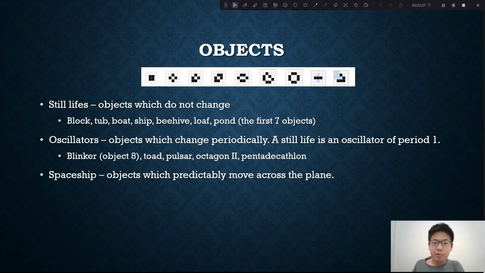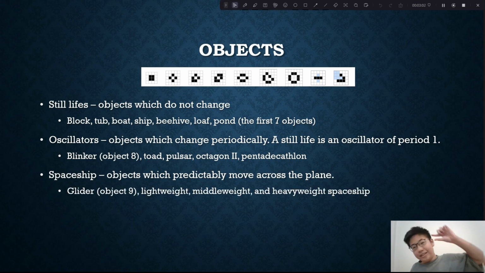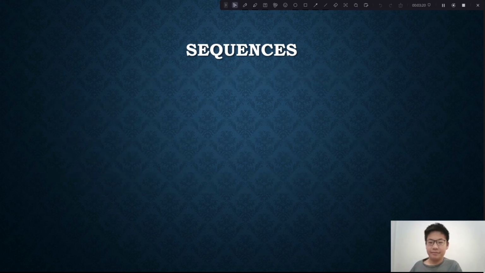Spaceships are objects which predictably move across the plane. The glider is object 9, and it travels 1 cell by 1 cell, basically diagonally, every 4 time steps. You might think that's quite predictable, right? Wrong. As you will see later, there are a lot of spaceships which we have discovered, mostly found by computer search. We'll see later.